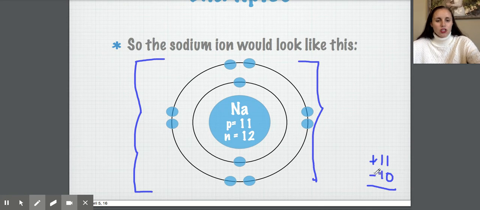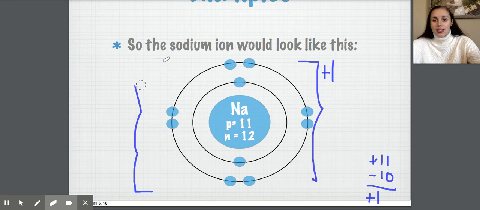Electrons have a negative charge. And if you add these together, you're going to get a +1. So sodium's ion is going to have a charge of +1. Now, if you don't want to do the math, this is kind of the long way every time, you could actually just think about it. I've lost 1 negative. If I've taken away 1 negative, I must have an overall positive charge.